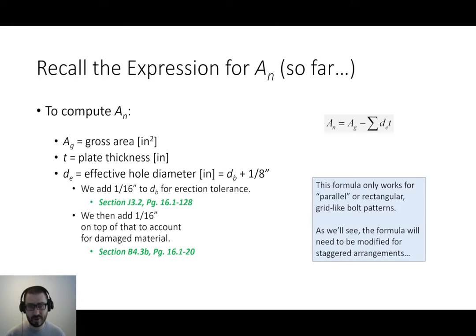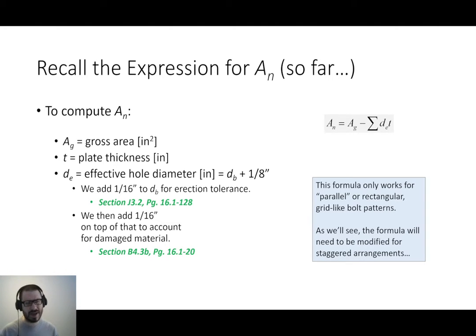Now, to compute the diameter of the hole, what we're going to be doing in the class is taking the diameter of the bolt and adding 1/8 of an inch. I say that's what we're doing in class because in class we are dealing only with standard size bolt holes. So we add 1/16 of an inch to the bolt diameter for erection tolerance. In other words, if I have a 3/4 inch diameter bolt, I add 1/16 of an inch to that diameter to actually drill the hole. So that's what I mean by erection tolerance.